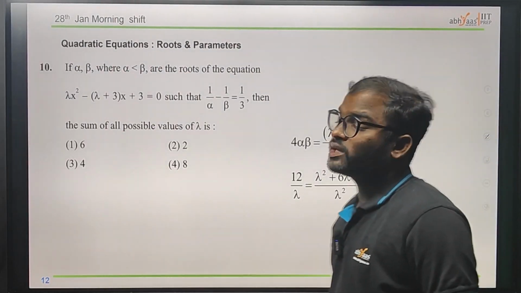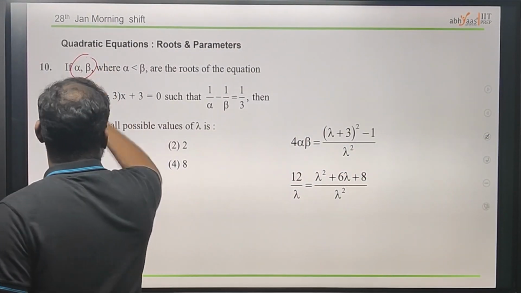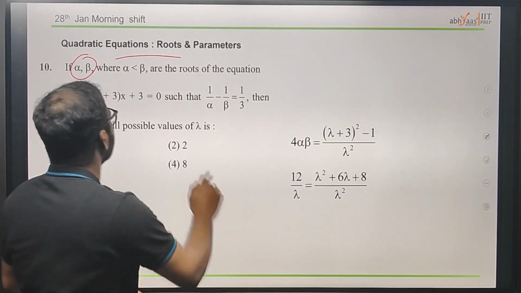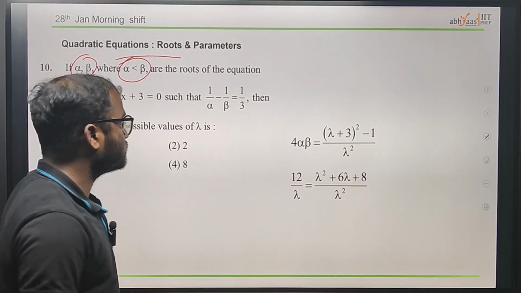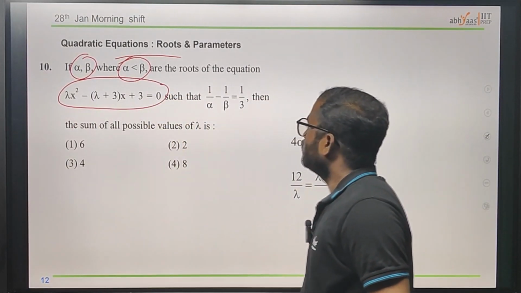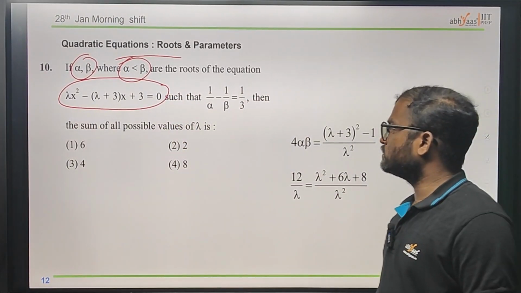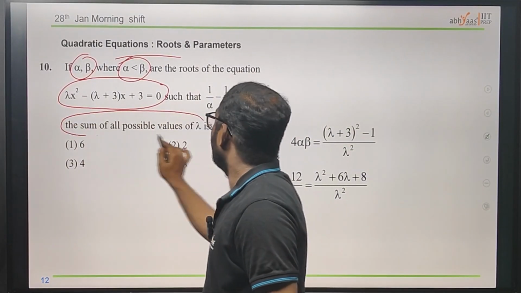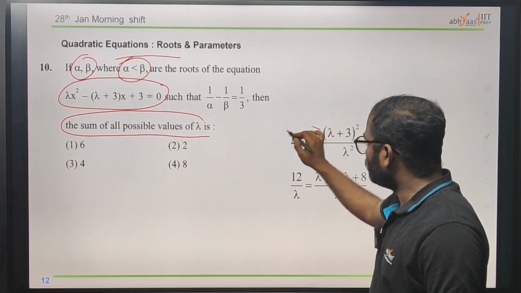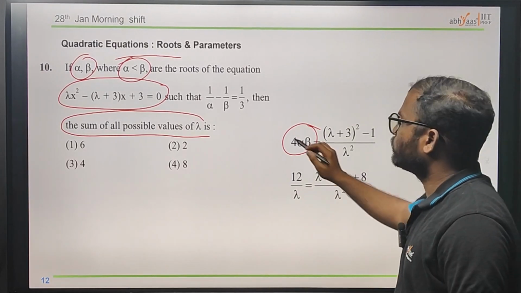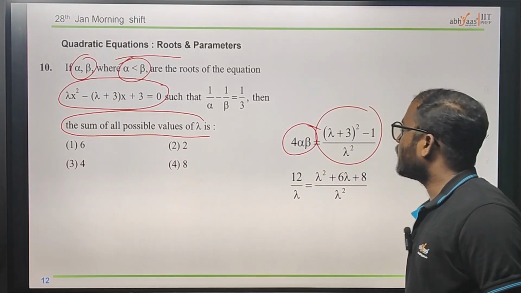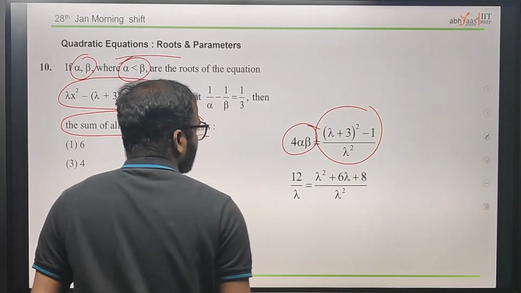Now we have a question on quadratic equations, where alpha comma beta are roots and it is based on roots and parameters. If you see here, alpha is less than beta, you have to consider this one. Now they have given this quadratic equation such that we need to find alpha, beta in order to find the sum of all possible values of lambda. I hope you understood. Now see here, we have the product of roots, which is 4 alpha beta, which is equal to what gives us (lambda plus 3) whole square minus 1.